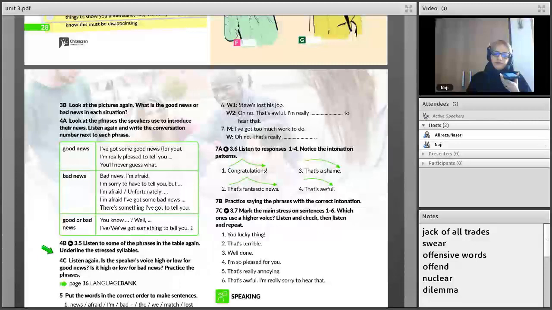1, I've got some good news for you. 2, I'm really pleased to tell you. 3, You'll never guess what. 4, Bad news, I'm afraid. 5, I'm sorry to have to tell you, but 6, I'm afraid I've got some bad news. 7, unfortunately there's something I've got to tell you.